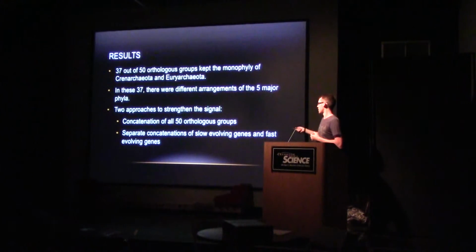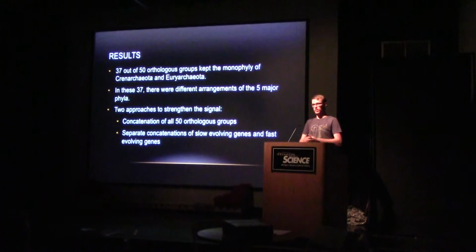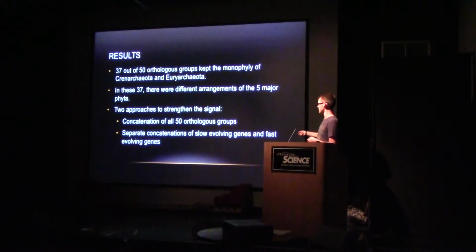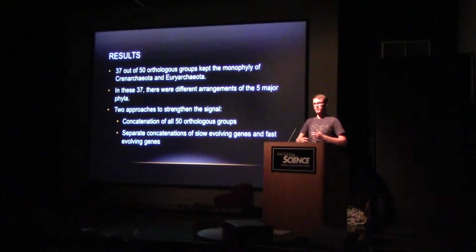So in order to strengthen our signal within our data, we decided to run a concatenation, or build one long giant sequence, just chained together, of all of our 50 genes. And then, as I said before, we built 2 separate concatenations of the slowest evolving genes that I showed you and the fastest evolving genes to see what discrepancies we might get, if any.